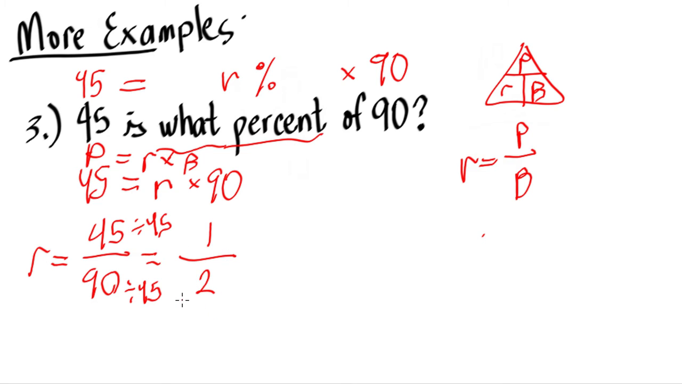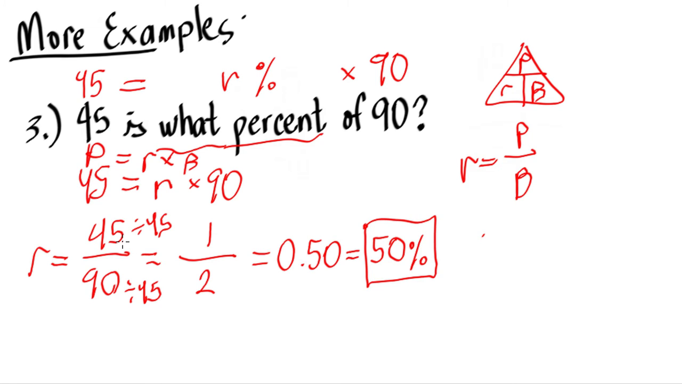Since we're asked about the rate, the final answer of the rate must be in percent form, since rate is talking about the percent. So 1 half, ultimately we want to convert this to percent, but we can convert this first to decimal. So 1 half we know as 0.50 or 0.5, right? And converting this to percent, this is 50% then. And this is the answer that we're looking for. So 45 is 50% of 90. Okay, so that's for number 3.